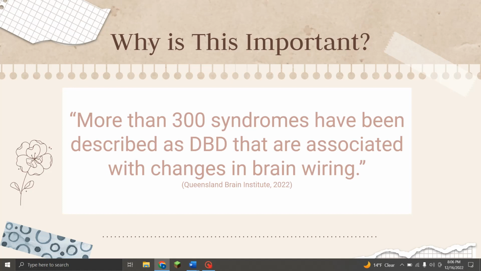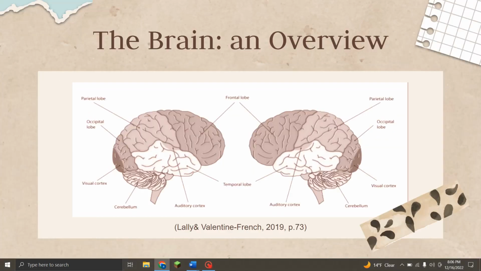So why is this all important? Well, more than 300 syndromes have been described as DBD, developmental brain disorders, that are associated with changes in brain wiring. So if your brain is going through a bunch of wiring, which happens in the first few years of life, there's a chance that something could go wrong based on environmental problems. Like when you are going through your first few years of life or in the womb, something wrong could happen and connections are made bad, and it could lead to a developmental brain disorder.